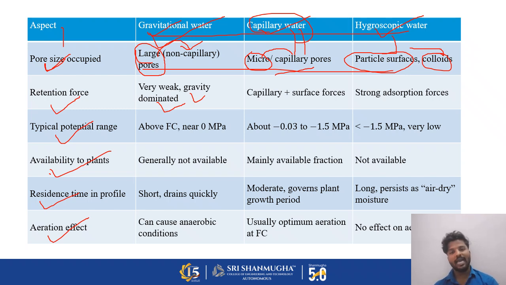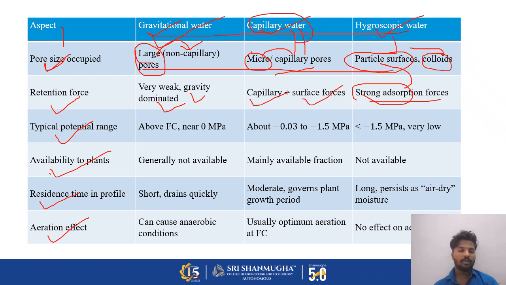Okay. Then the next one is the capillary water. Here the capillary forces, with the help of surface forces, make the capillary water hold within the soil profile and be available for plant growth. Then hygroscopic water has strong absorption forces that make the soil particles and water combine. This strong absorption force makes that water be absorbed within the soil surfaces.